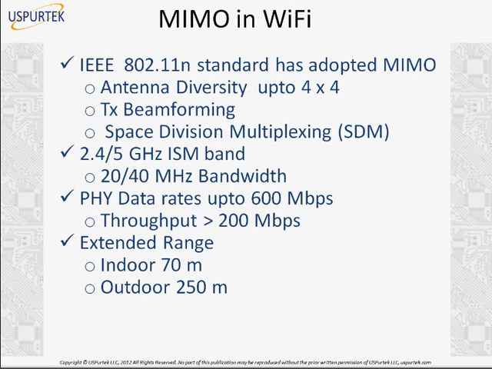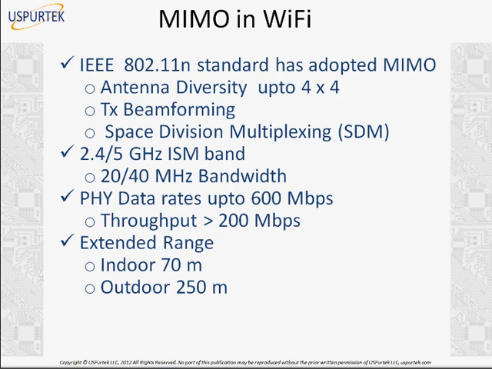Well, let's look a little more at how this MIMO system is used by Wi-Fi. This is the 802.11n standard, which has adopted MIMO. It allows diversity up to 4x4. Transmit beamforming is also possible.